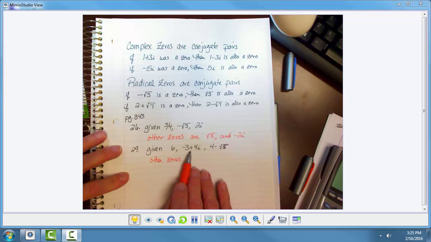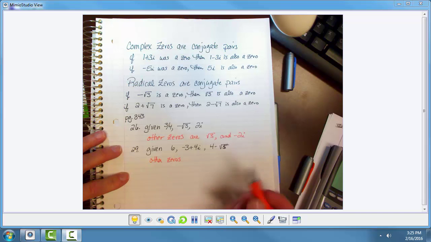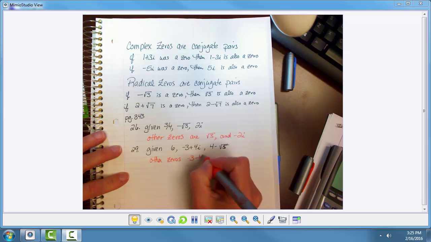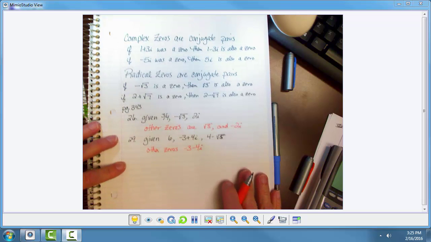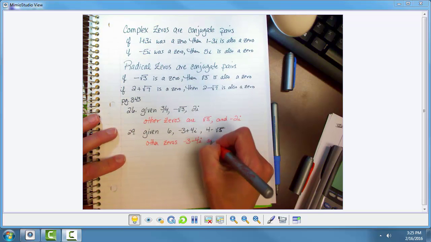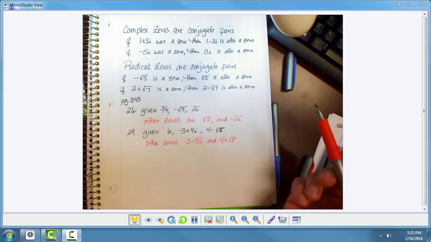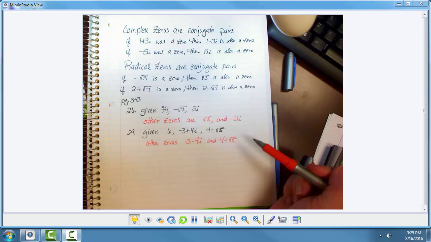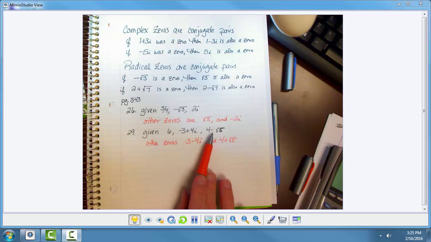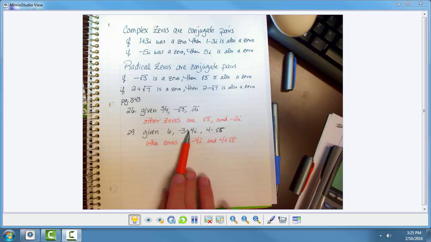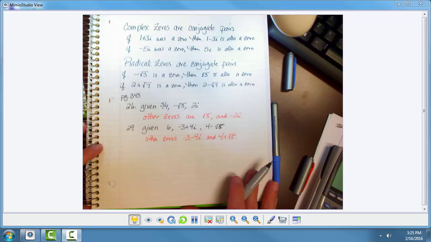So -3 plus 4i is a zero. That means -3 minus 4i is also a zero. And so is 4 plus the square root of 5. And remember, conjugates aren't completely opposites. That 4 is going to remain positive, only these signs change. They're in the middle. So sometimes you will have to use that fact to find the polynomial function.